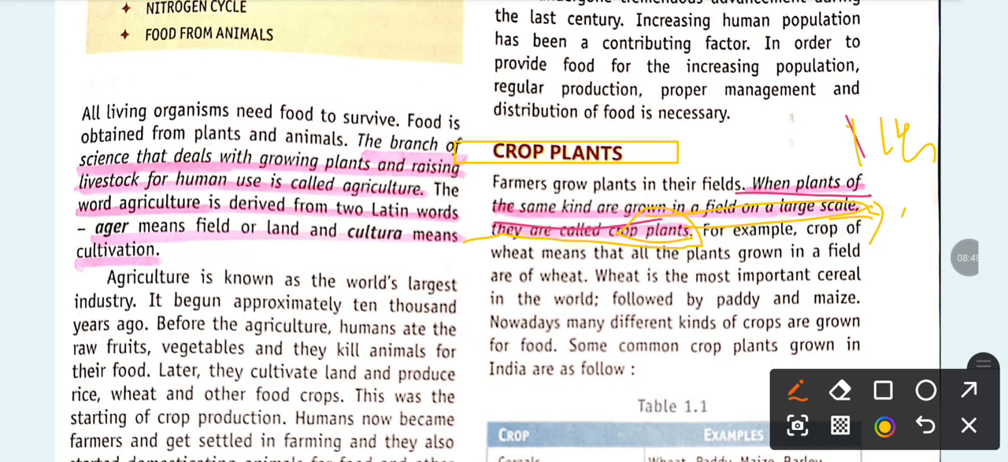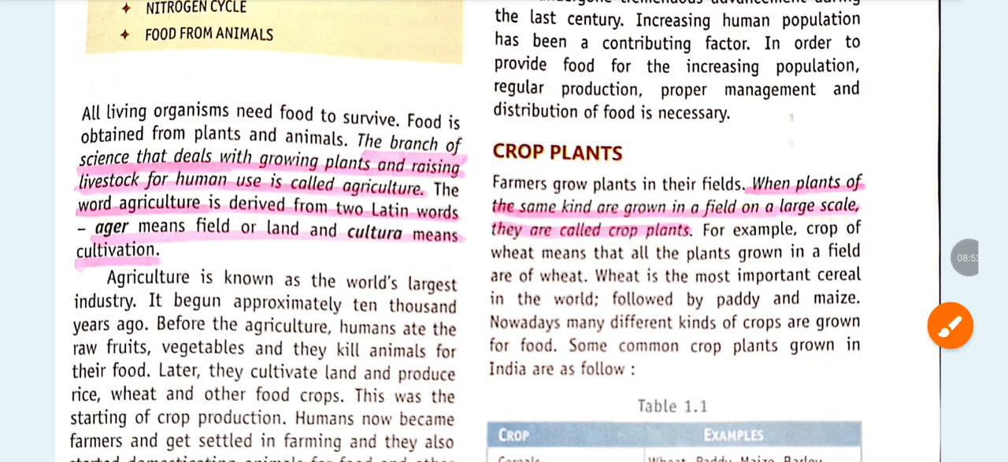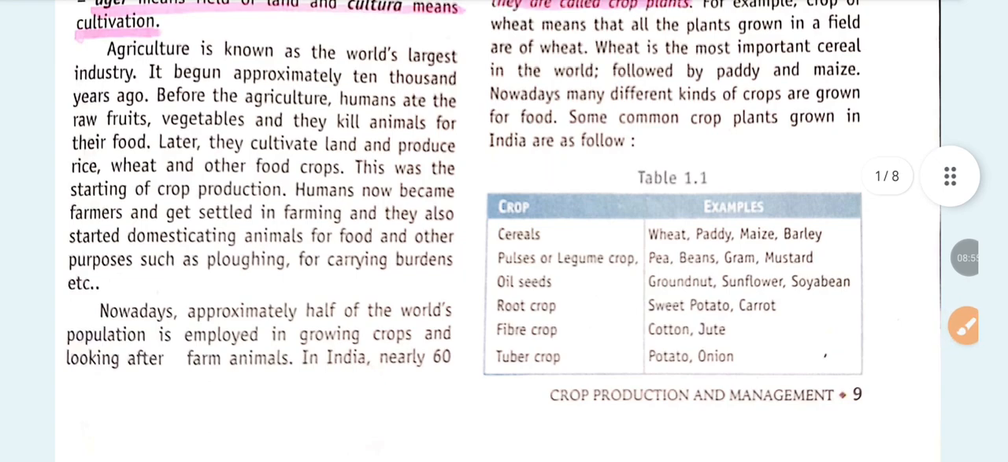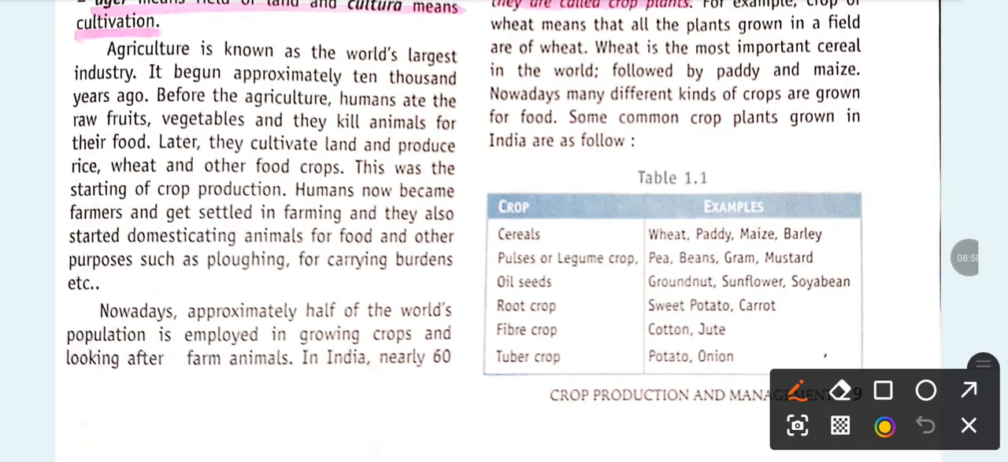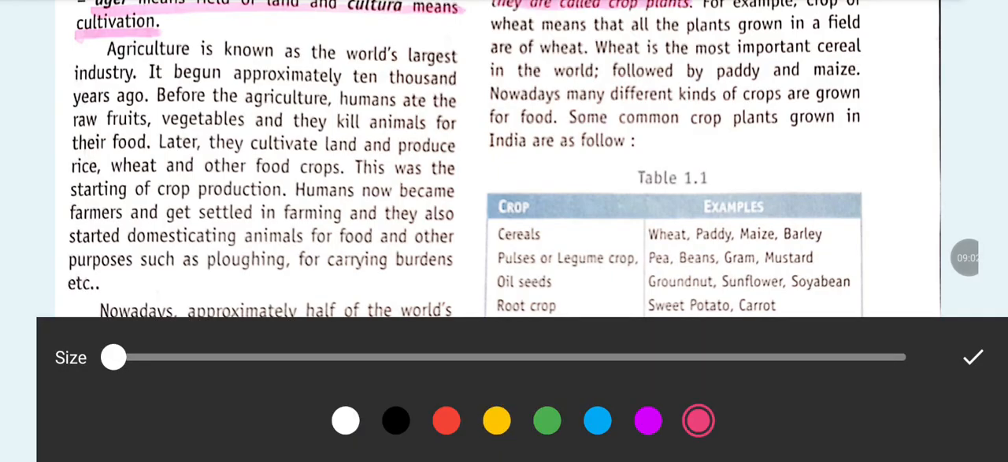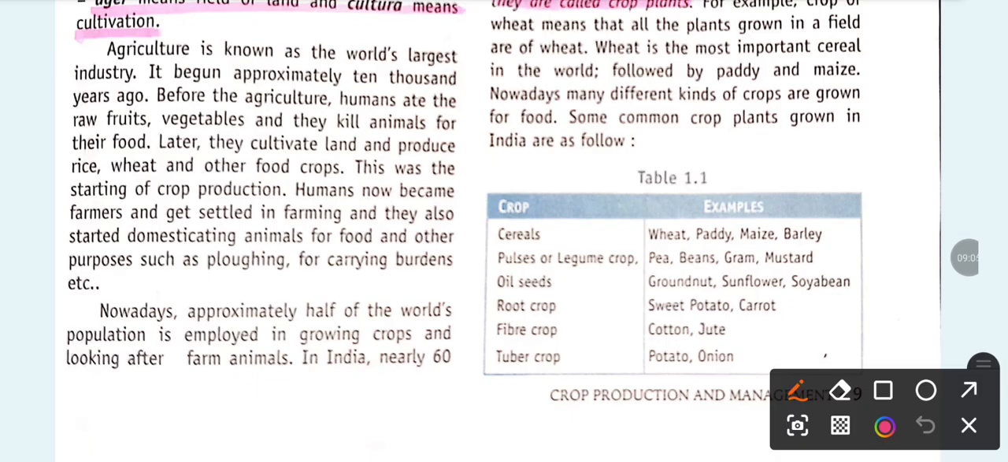Nowadays, many different kinds of crops are grown for food. Some common crop plants grown in India are here. Now, here are some different kinds of crops and their examples as well. So let's see about them. Crops include cereals, pulses, oil seeds, root crops, fiber crops, and tuber crops. There are all kinds of crops and all kinds of examples of the crop.